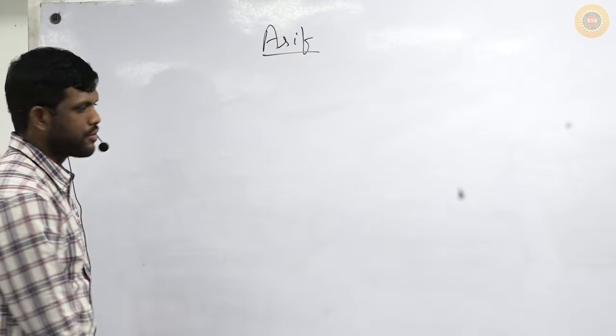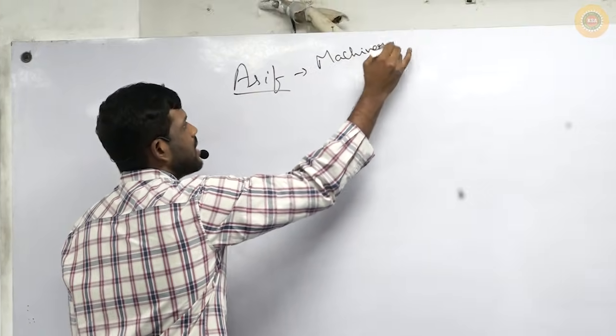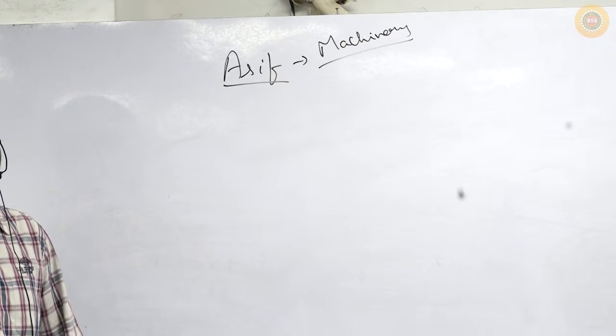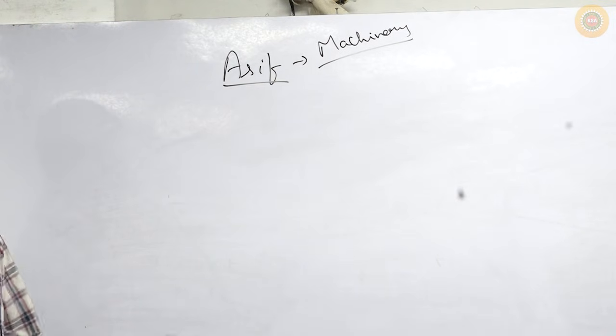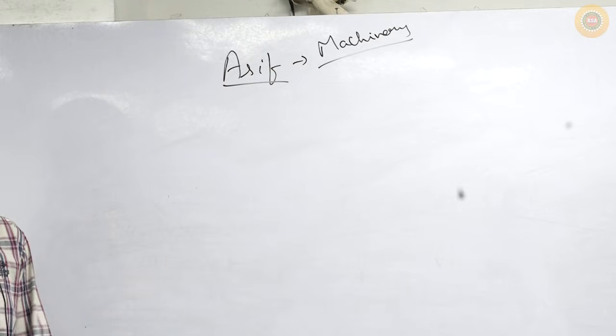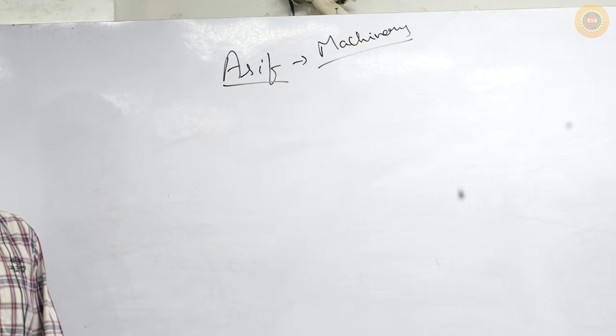Assume our Asif is a dealer in machinery. Dealer. He will buy and sell machinery. He is a dealer. His business is to buy machinery and sell machinery. They also say, if your business is to buy machinery and sell machinery, then that machinery is fixed asset or inventory. Okay.